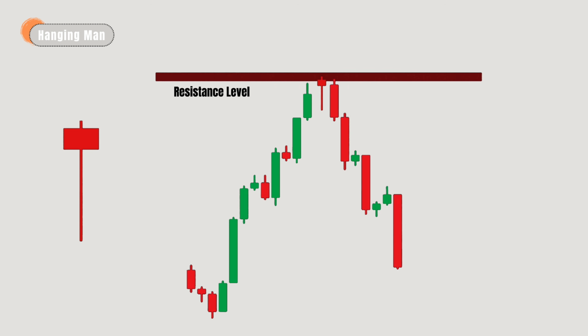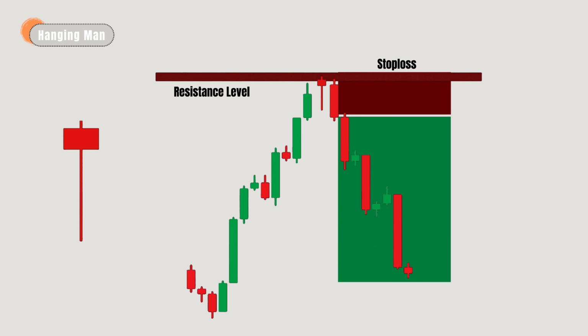For trading, one could place a stop loss above the high of the hanging man or slightly above the resistance level and consider entering a short trade if the price breaks the low of the hanging man candle.